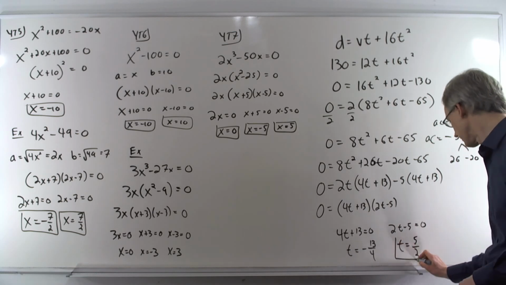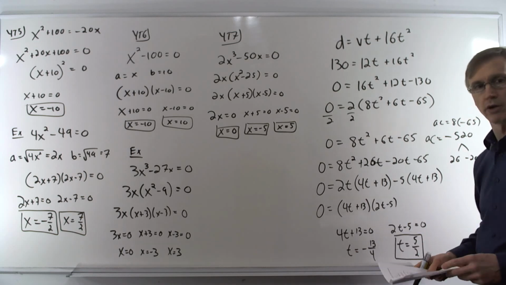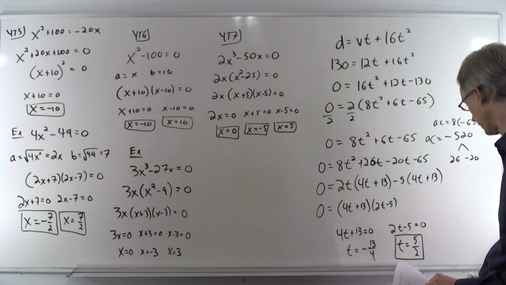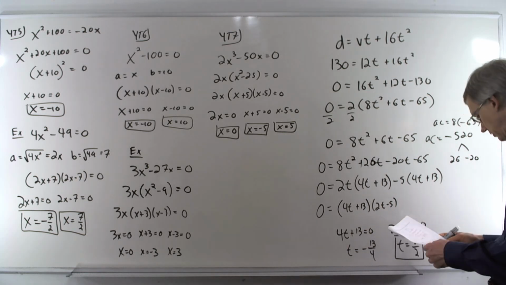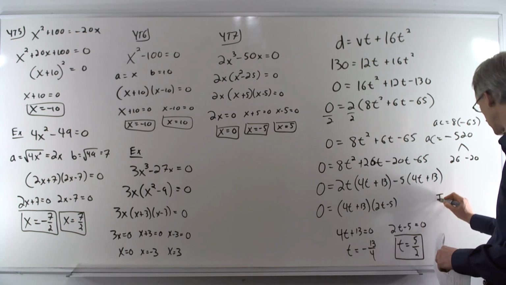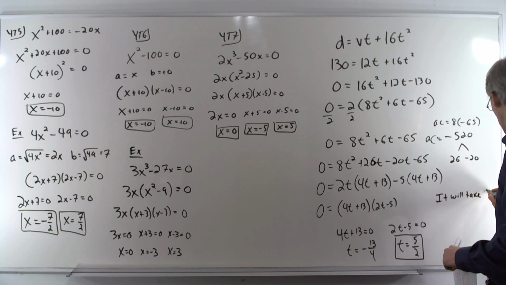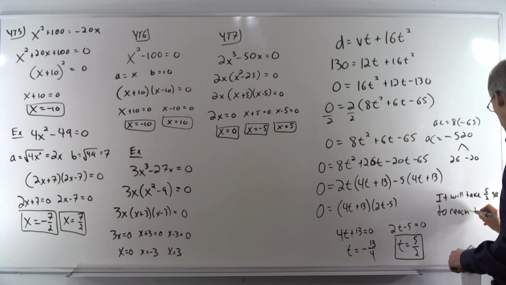Time cannot be negative in this case, because that would mean we're going backwards in time. So that doesn't make any sense. So the negative one we could ignore. The answer then will be 5 halves. So make sure to include units and a little description of what it is. It will take 5 half seconds to reach the bottom of the well.